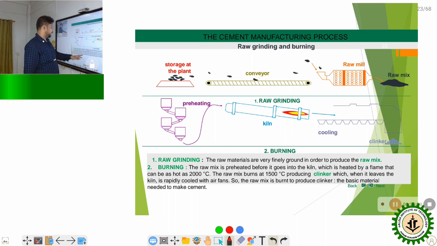The raw mix is heated, and that is how we produce the clinker. That clinker is crushed or ground into powder form, and then that powder is packed in a sack and we sell it as cement.